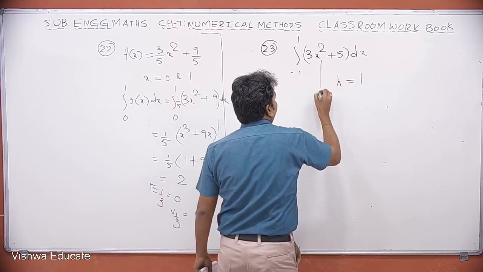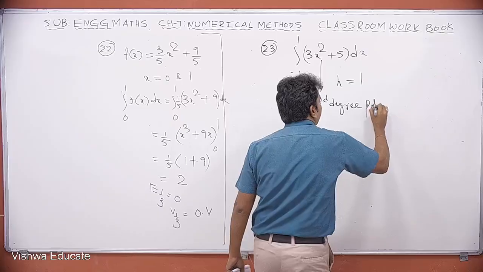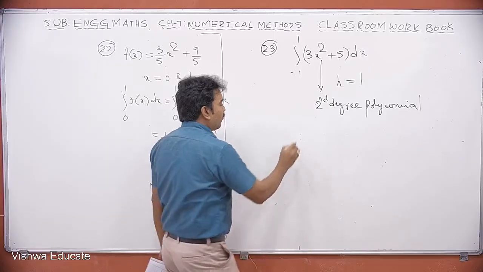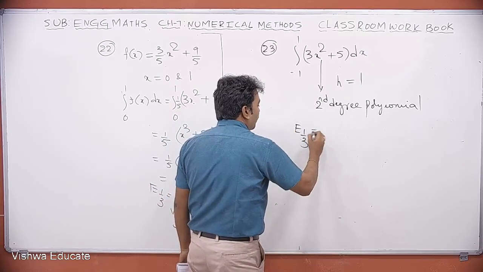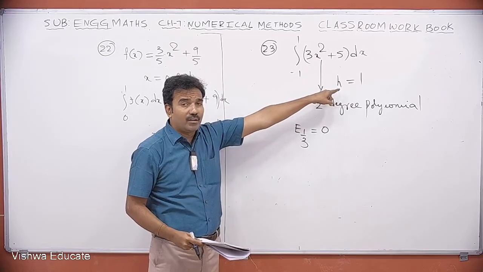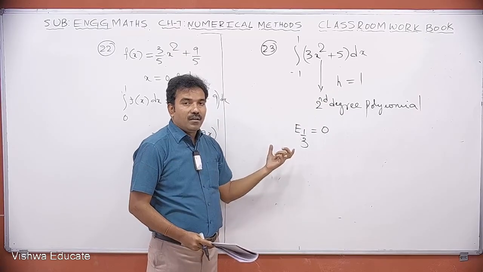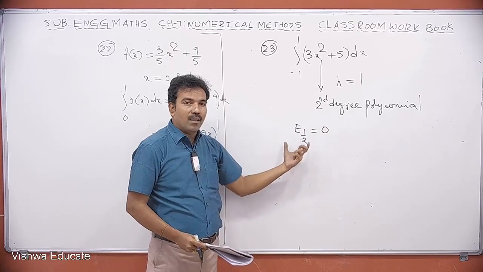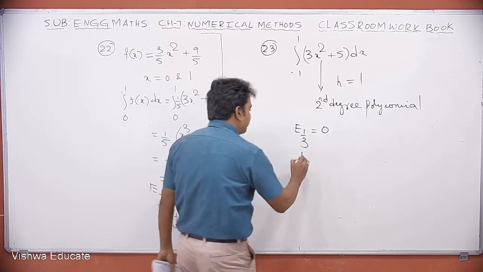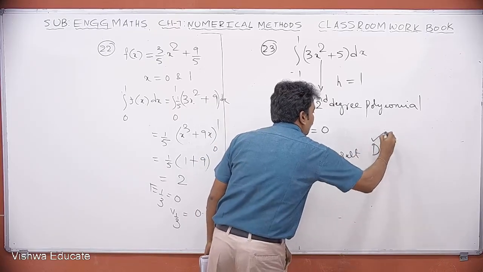Now this is a second degree polynomial. So therefore Simpson's one-third rule gives exact value for all second degree polynomials. Therefore the error value by using one-third rule will be 0 because the integrand is a second degree polynomial. You need not worry about h values. Irrespective of h value, Simpson's one-third rule always gives 0 error when the integrand is a second degree polynomial expression. Therefore error will be 0, which means exact result. Therefore option D is right.